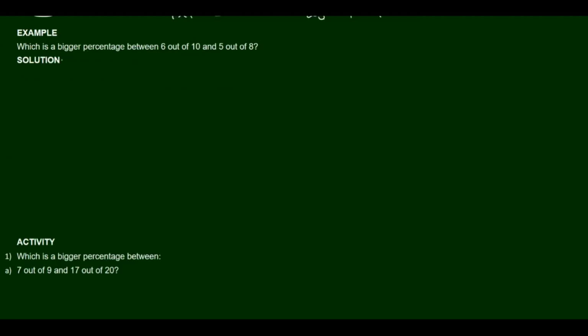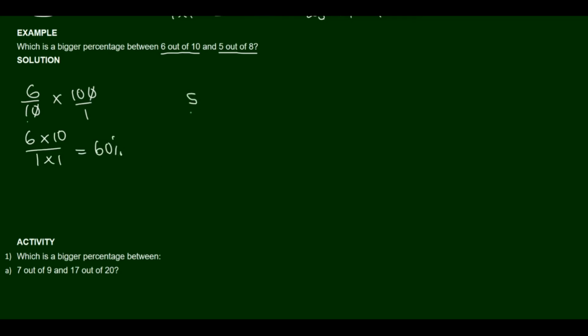Let's do this example. Which is a bigger percentage between 6 out of 10 and 5 out of 8? So we have to convert these two to percentages. Then we can compare. Let 6 out of 10 times 100% over 1. Then we can start by dividing by 10. 10 divided by 10 is 1. 100 divided by 10 is 10. So we're left with 6 times 10 over 1 times 1, which is 60%.